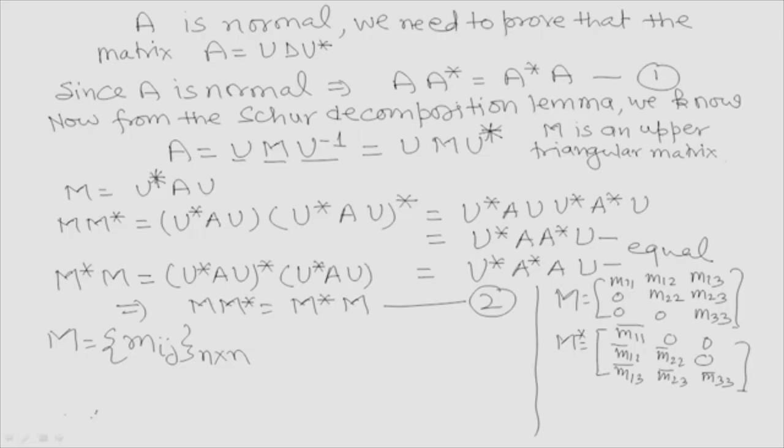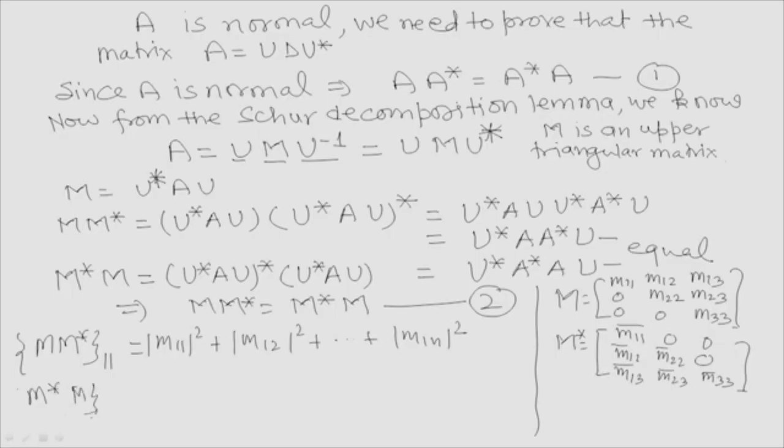So, if I try to calculate the upper left element of M into M star, then it comes out to be, if you see from here, M11 into M11 conjugate, M12 into M12 conjugate and so on. So, the first element, that is the upper left element, will be the norm square of m11, norm square of m12, up to norm square of m1n. While if I calculate the upper left element of M star into M, then this comes out to be the square of the norm of m11.